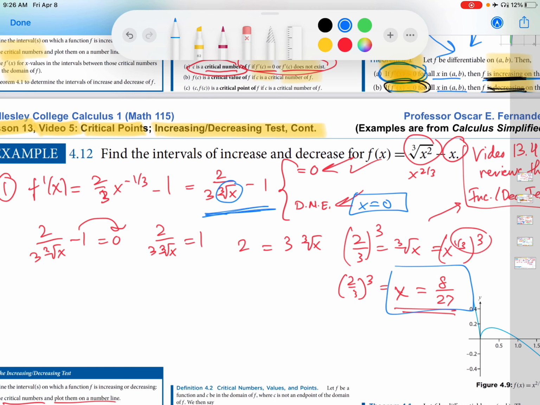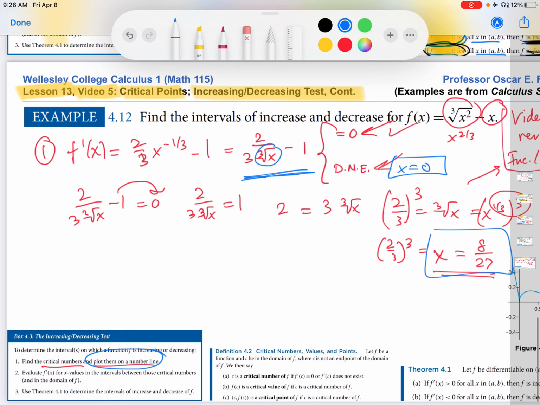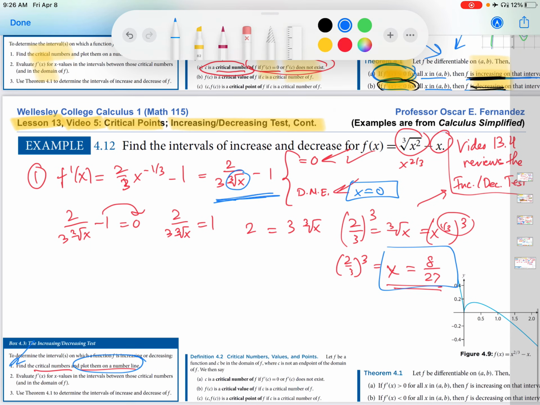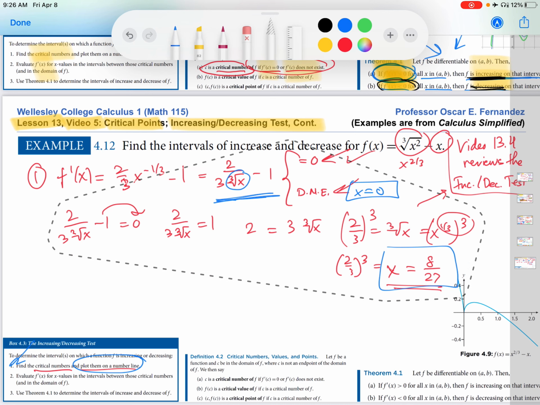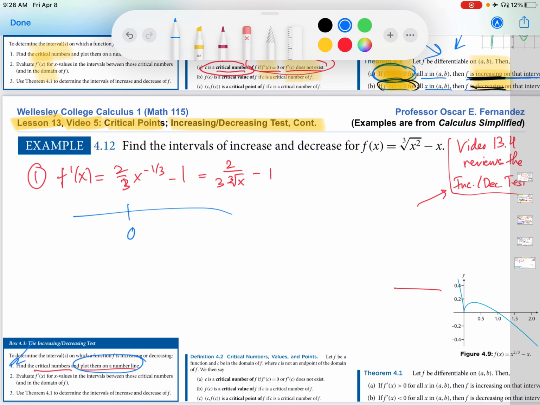So what I'm going to do next is plot these on the number line. That's the last part of this first step in the increasing decreasing test. Okay, so let me just clean things up here so I have enough space to plot what I need on the number line. So I draw my number line. I have 0 and I have 8 over 27.